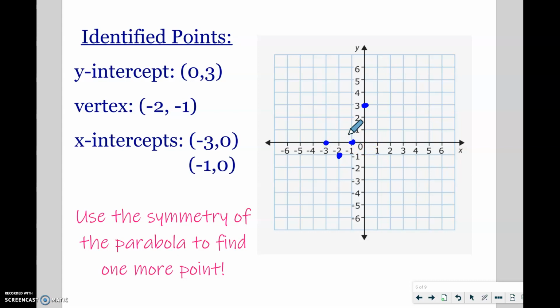Once I get these 4 points, those are the main 4 points, but I can always find one more point because I can use the symmetry of the parabola. So I would know that if this point is here, there's also going to be a point right here. See how that has to be symmetrical? And now it makes my parabola. Oh, totally missed those points. Whoa, that was not good. Okay, so you can use symmetry to find that one other point.